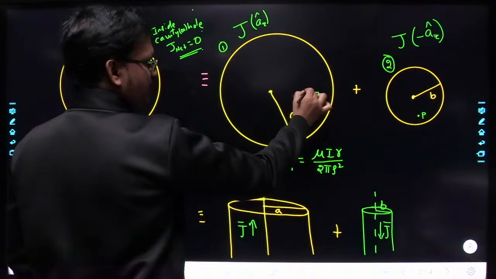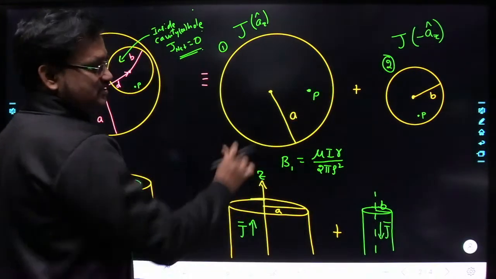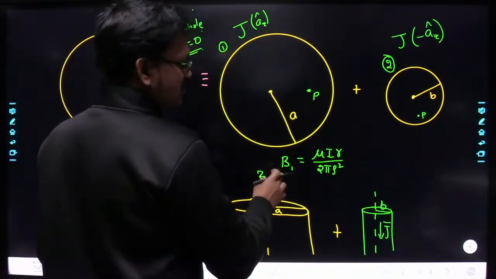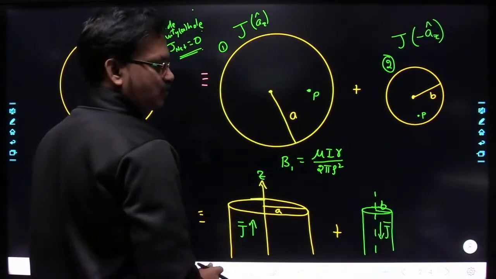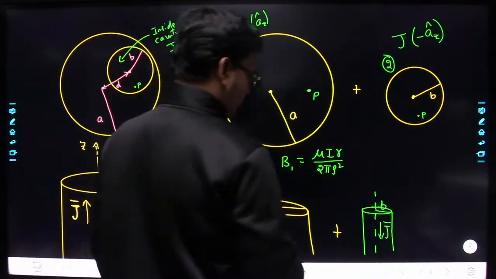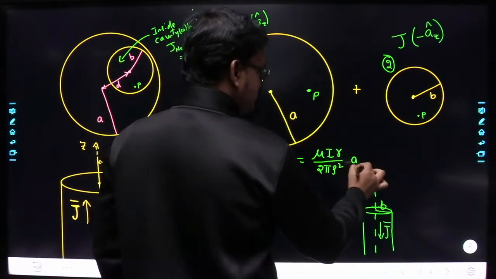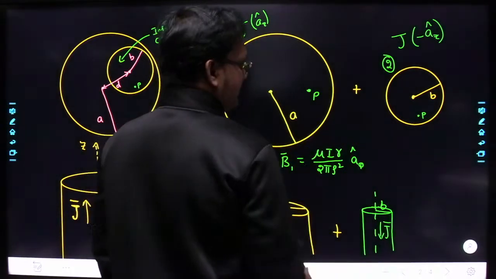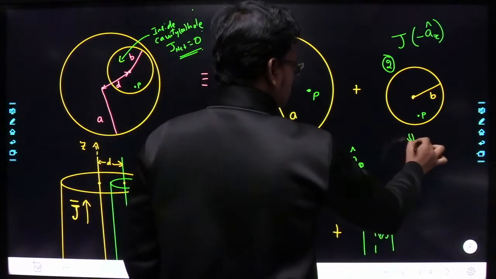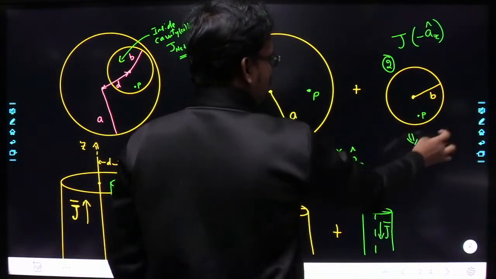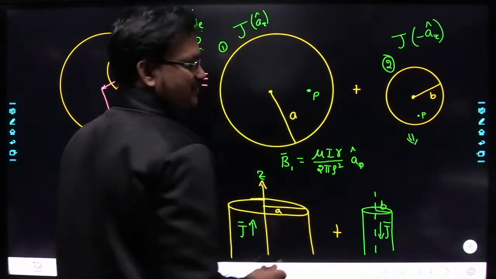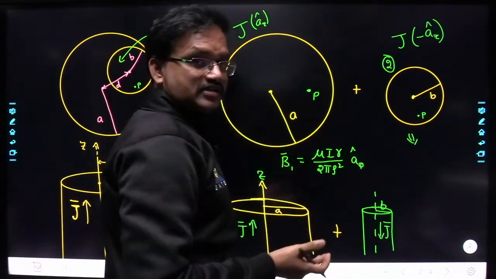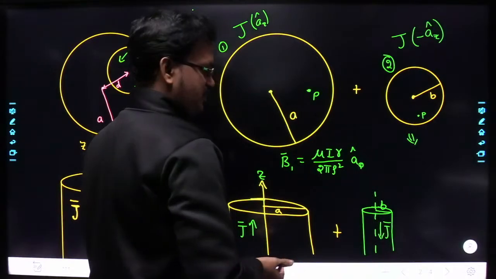So this point P is present inside the wire, right? Okay, so B1 is equal to mu I R by 2 pi rho square, and the direction is A phi cap, right? Okay, next for this one, this point P is also lying inside the wire. So if the point is lying inside the wire, then you are going to get the same expression, yes or no?